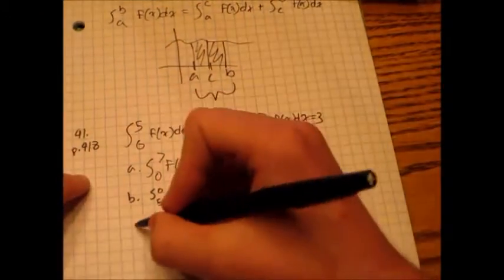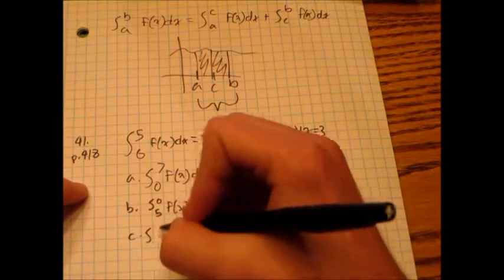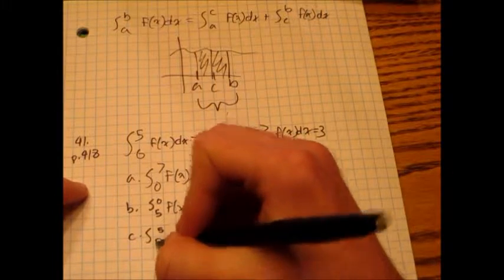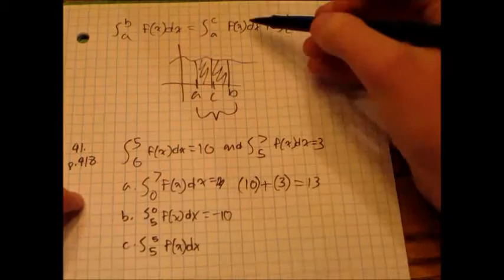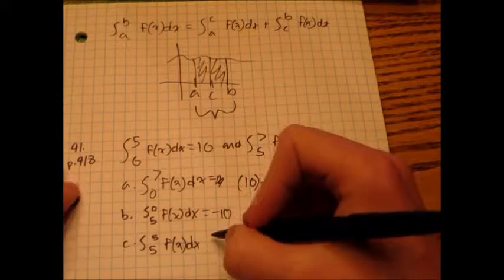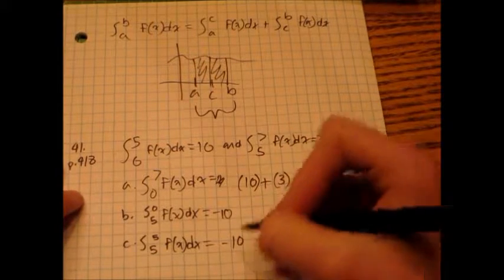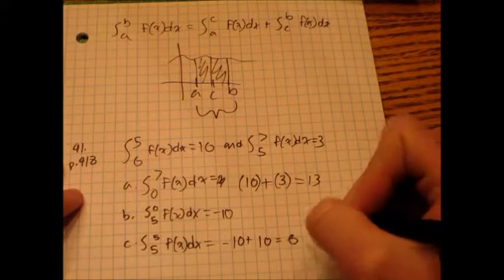And then C is just saying from 5 to 5 f of x dx. So we can again use our knowledge of a to c, c to b, and we'll start off with the 5 to 0, so that would be negative 10. We're going to add 10, so that's just 0.